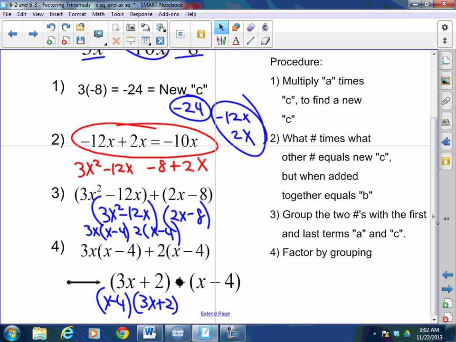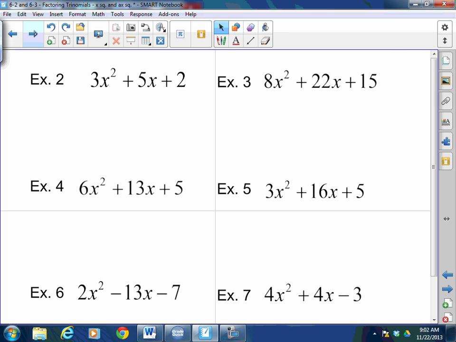Does that make sense? Just out of curiosity, how many of you guys like the cubic method? That's what I thought. Okay, it's a lot easier. Let's do it then, guys.